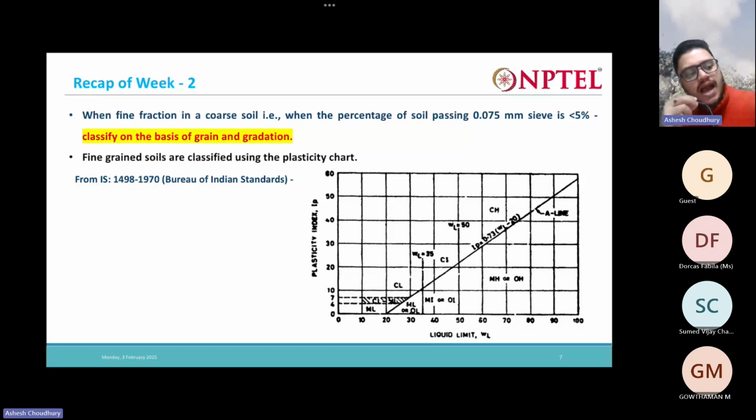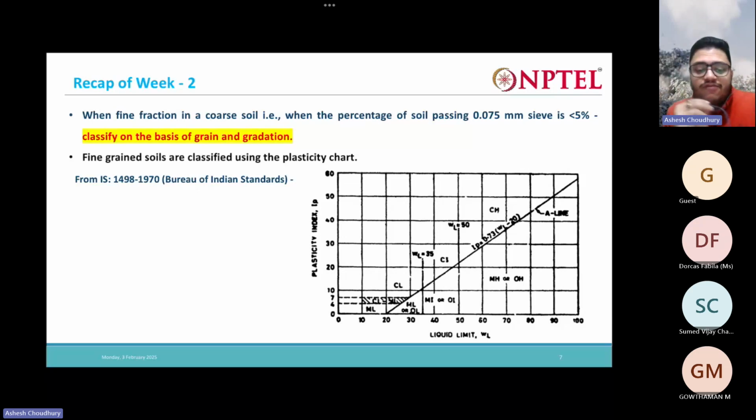Now, as I said, how are you going to identify a soil? Whenever you have a particular soil with you, you first try to classify it into two main groups, whether it is a fine grained soil or a coarse grained soil. First you decide this. You have some soil with you, and your first task is to decide whether it is a fine grained soil or a coarse grained soil.